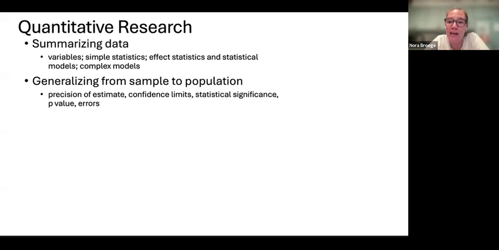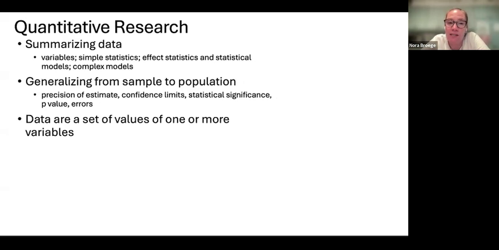When you create a sampling plan that gets you a sample that allows you to do this, you have a greater precision of estimates. You work through things like confidence limits and intervals, statistical significance, and p-values, which tell you the statistical significance, and you also calculate a degree of error. All of this is common practice in quant and would not be included in qual.